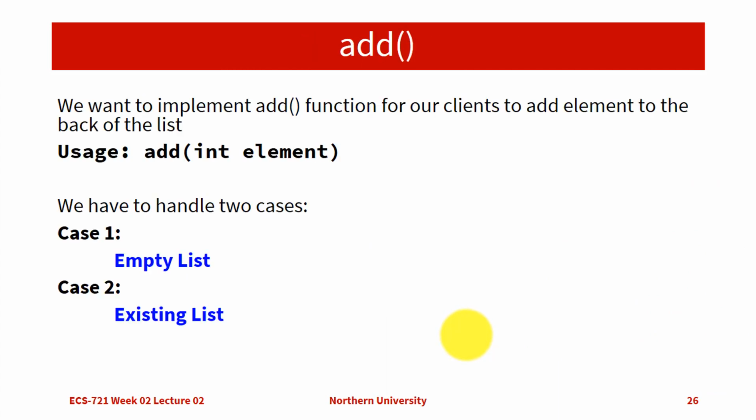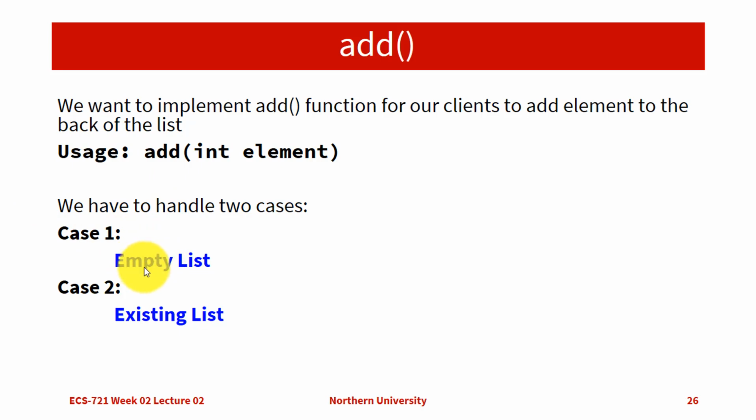And today I'm going to talk about the add member function. We want to provide to the client a function which, when they call it, will add an element to the back of the list, so the end of the list. The usage of the function would be something like this. They will call the add function on the object of the linked list class we created, and they will provide an integer value. And what this function is going to do is add that value at the end of the list.